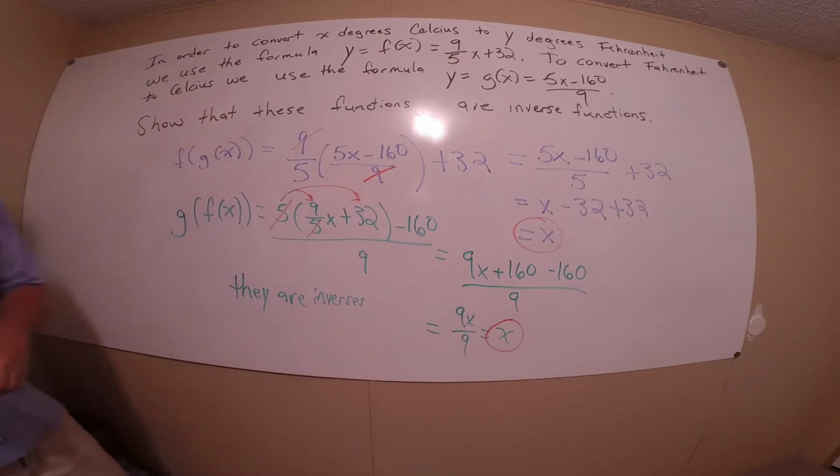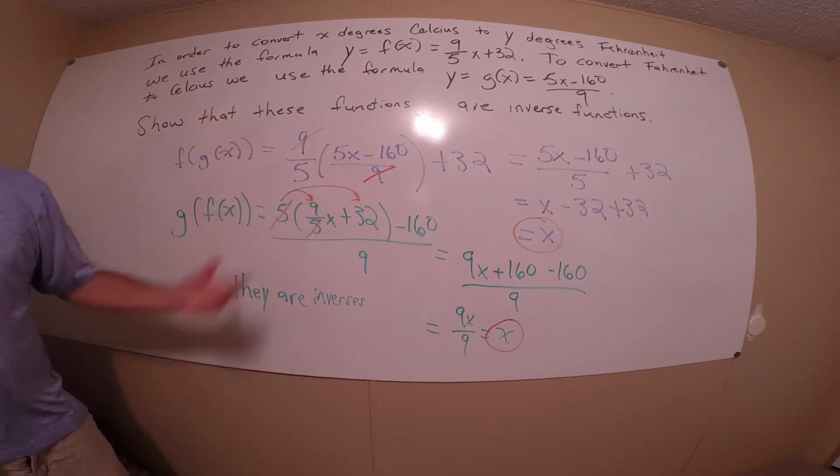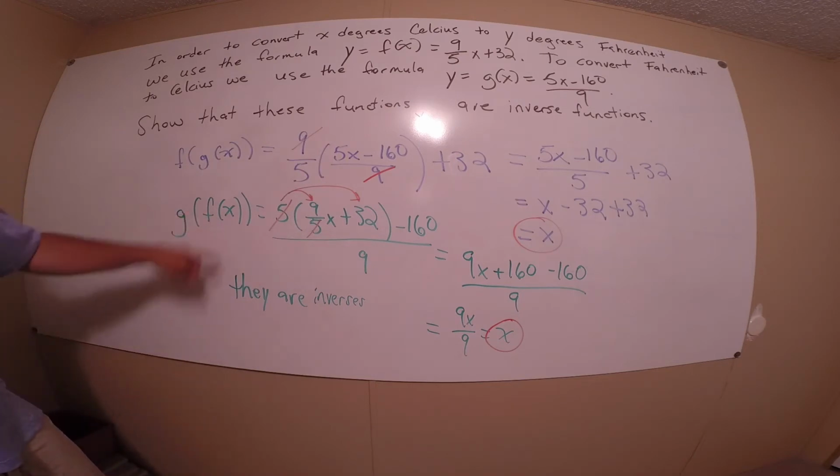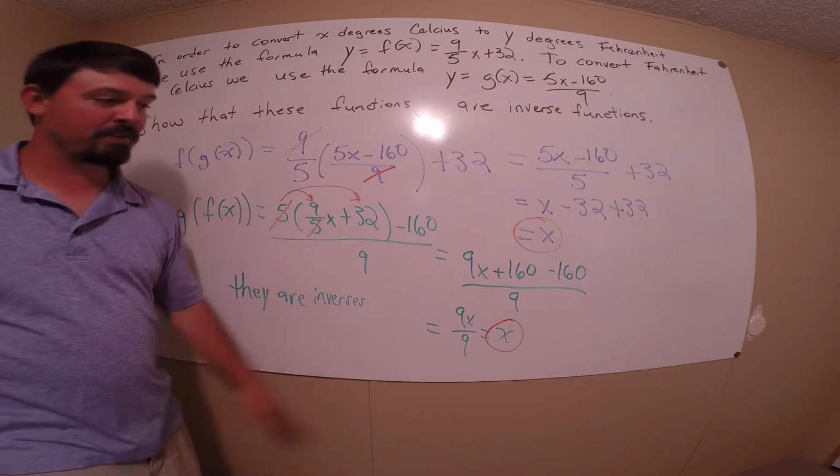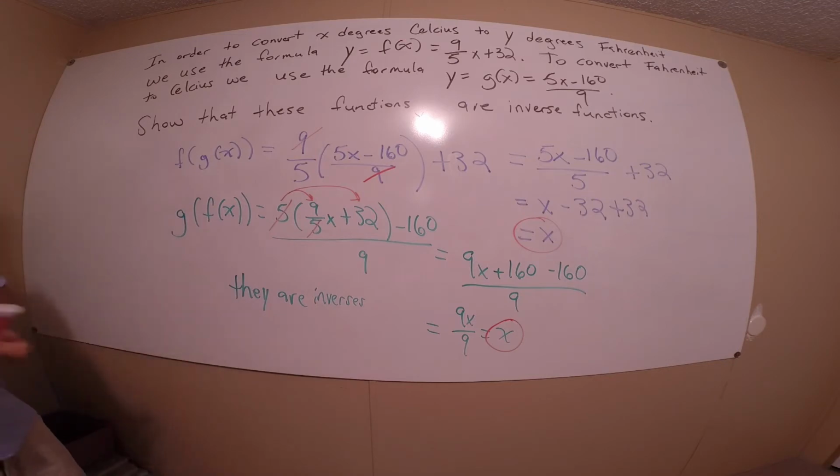That's simple. Plug one function into the other, gives you an x, you're halfway there. Plug that other function back into the other function. If that gives you an x2, then you got an inverse function.